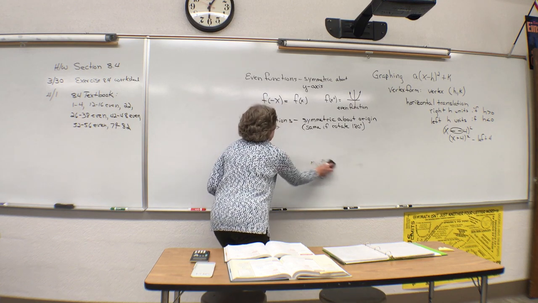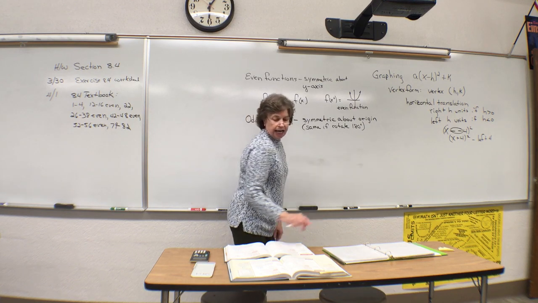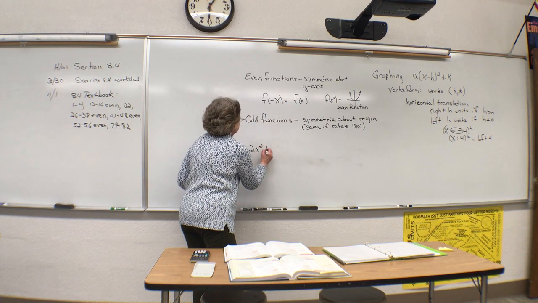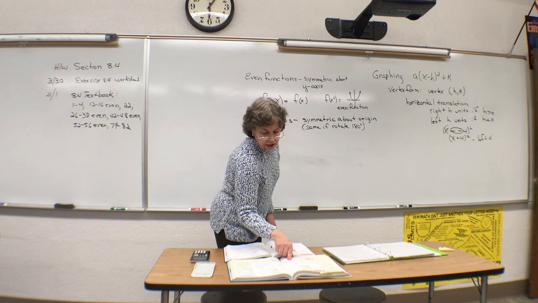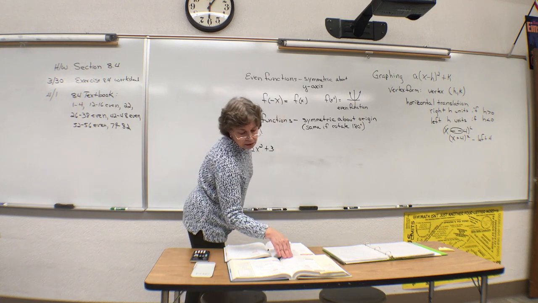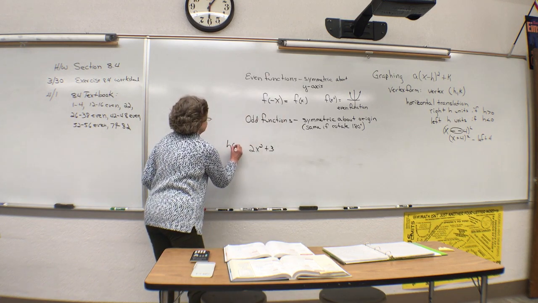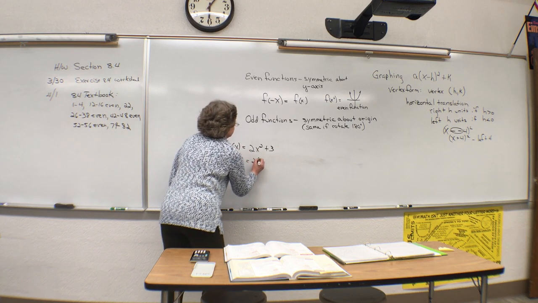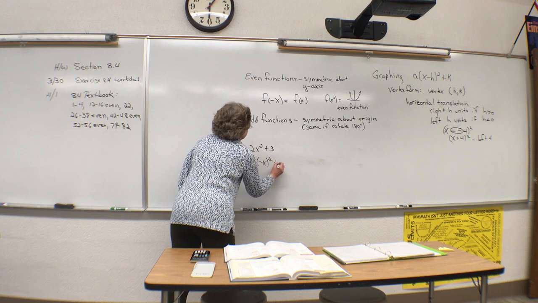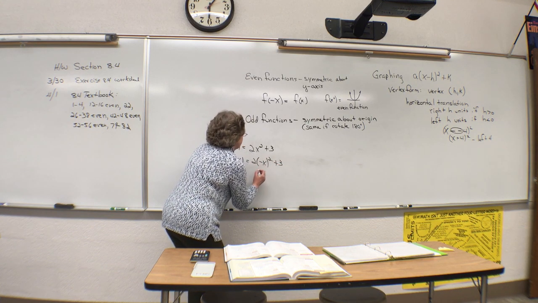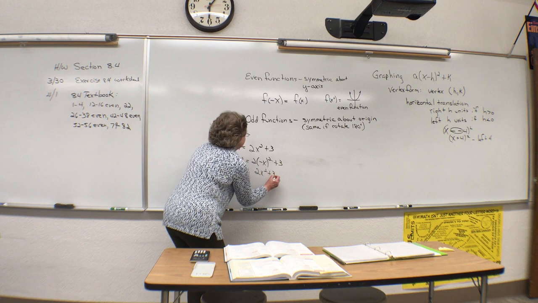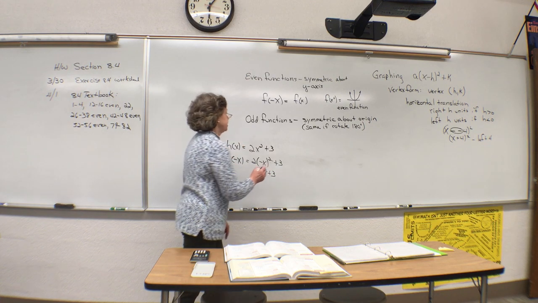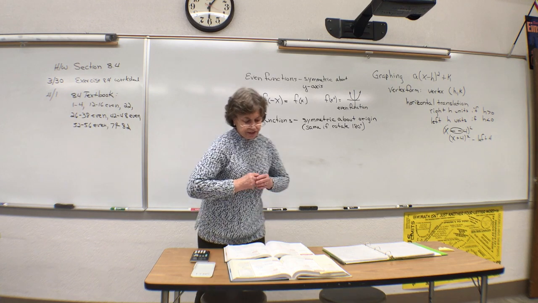Neither one. And the last one that we're looking at is number 3, 2x squared plus 3, was their h of x. h of negative x, in order to test it, is 2 times negative x squared plus 3. Well, negative x squared is x squared, so that's 2x squared plus 3, and h of negative x is the same thing as h of x, and so that one is an even function.